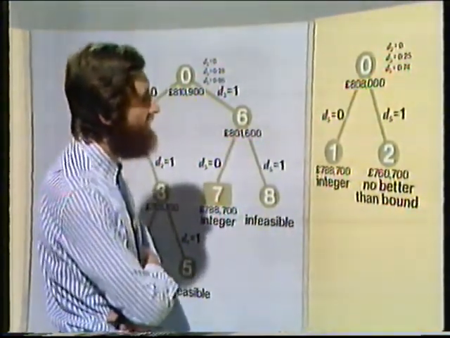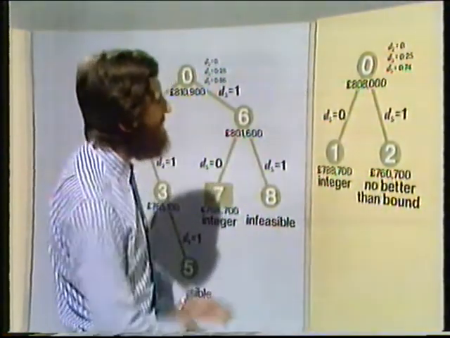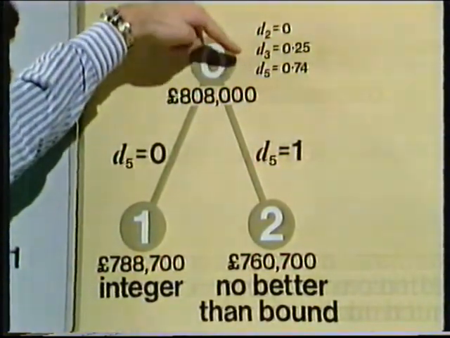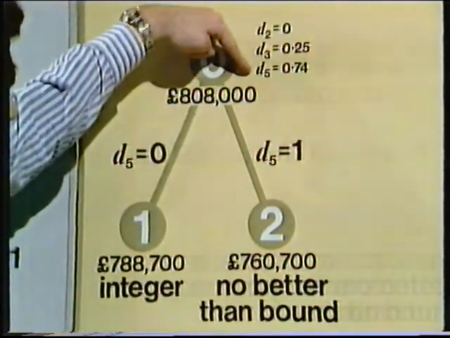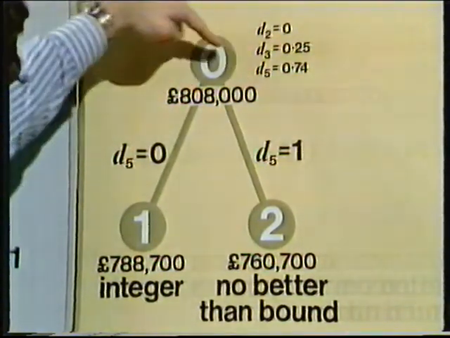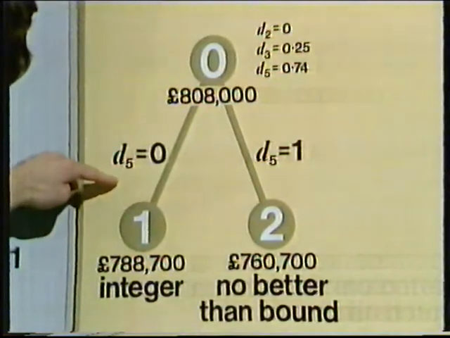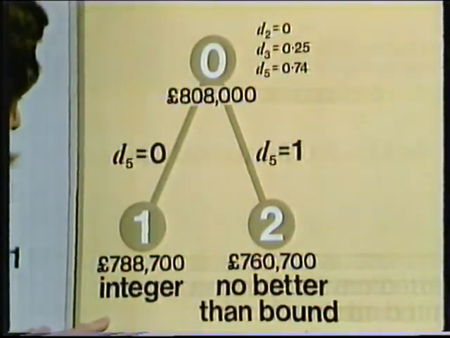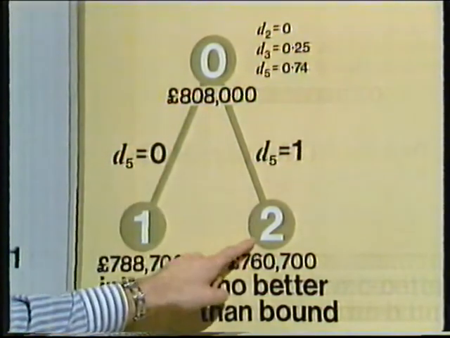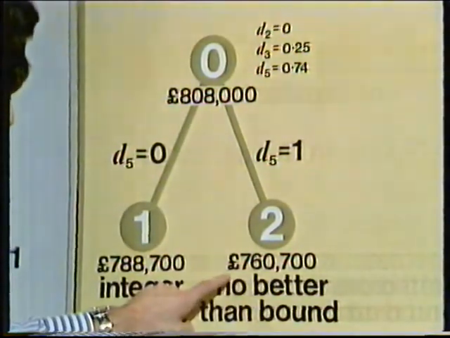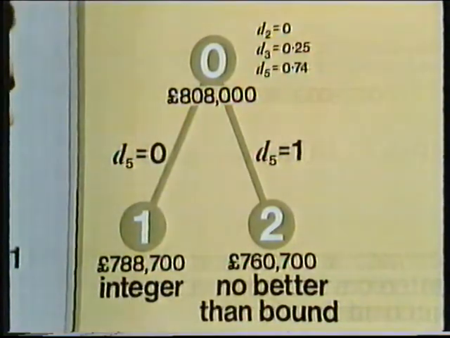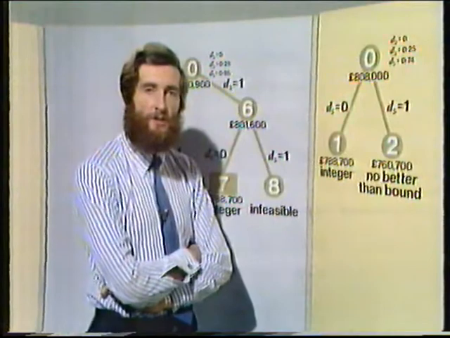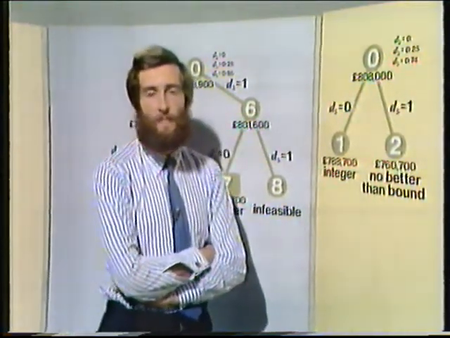As you see, it's very much smaller. The reason is simple. We solved the continuous problem, here's the solution. Since D5 was not integer, we branched on that straight away. We came down here, D5 equals 0, no fish in the solution. And we got this integer solution straight away. On going down the other side of the tree, the first continuous problem we solved was worse than the current bound. So we didn't have to go any further. And we'd solved the whole problem just by looking at that very small tree.